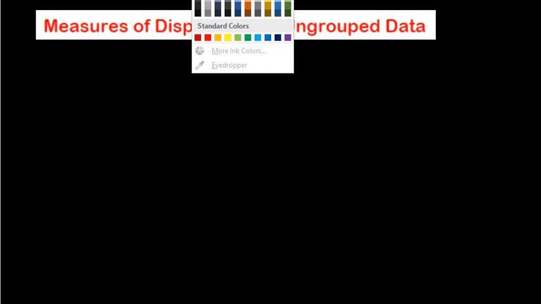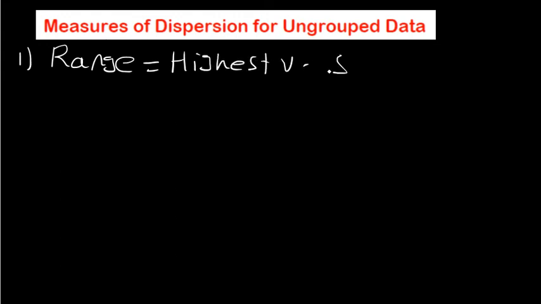What's range? Range means the difference between the highest and the lowest value. Let us state the formula for range. Range is equal to highest value minus lowest value. From the given data, we need to observe which one is the highest and which one is the lowest, and then we'll take the difference. That's going to be the range. Maximum minus minimum.